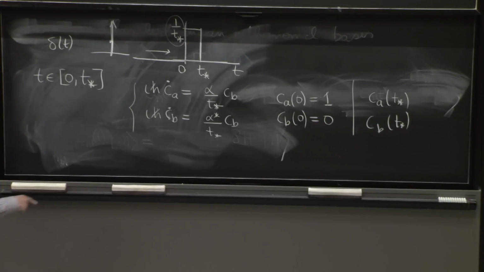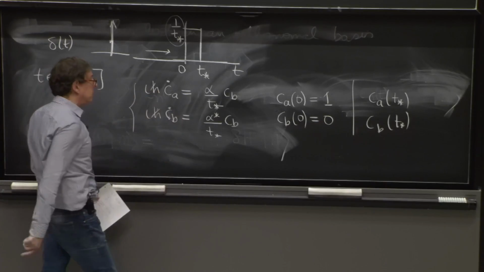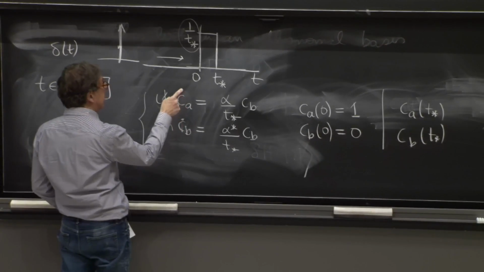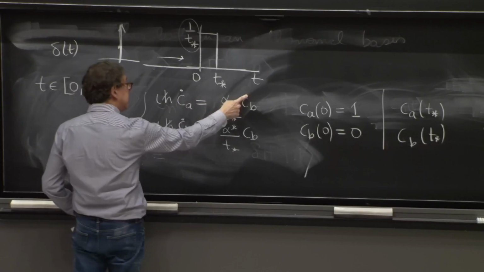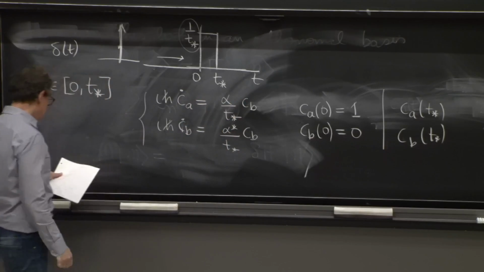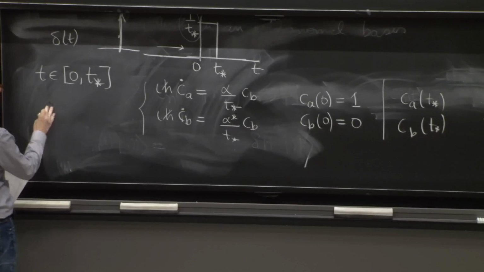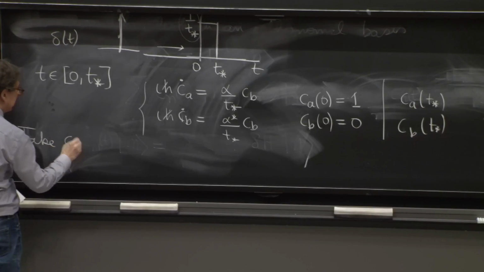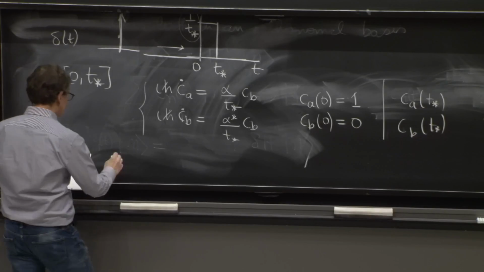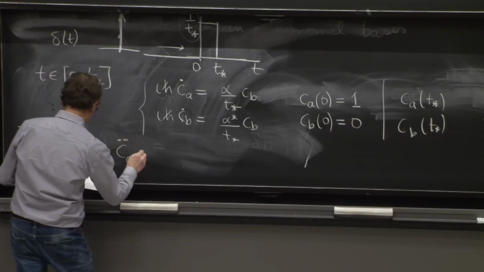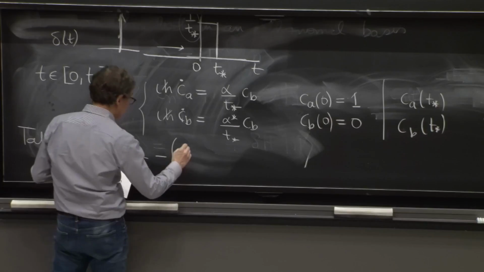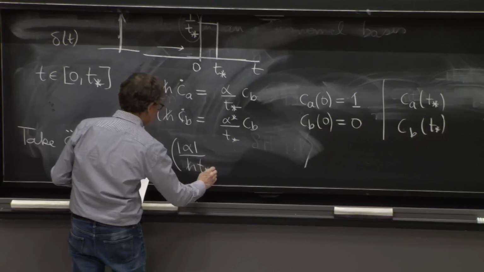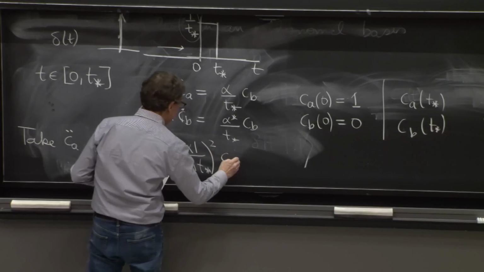I can take this equation. This is a coupled system of equations. It's a simple system. I can differentiate again here, and I get a Ca double dot, Cb dot, and use this equation. So if you differentiate again, take Ca dot to form Ca double dot, you get that Ca double dot is equal to minus alpha over h bar t star squared Ca.